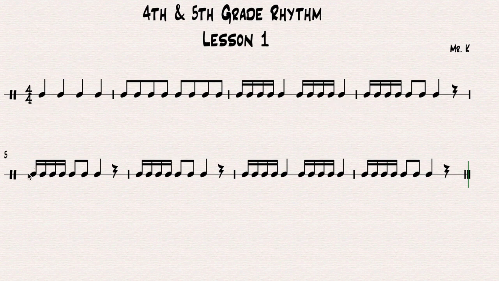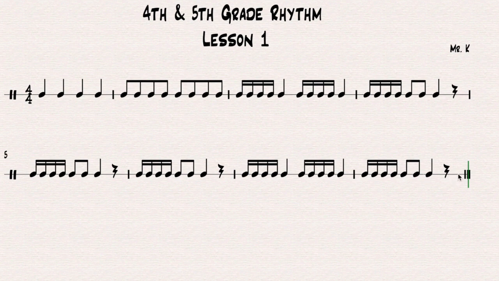Let's try that bottom line again. Ready? 1 E and a 2 and ready, count. 1 E and a 2 and 3. 1 E and a 2, 3 E and a 4. 1 E and a 2 and 3. Nice. Let's see if we can get all the way from the beginning, through the first line, through the second line, to the end.